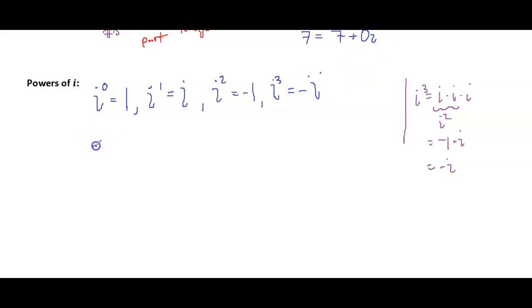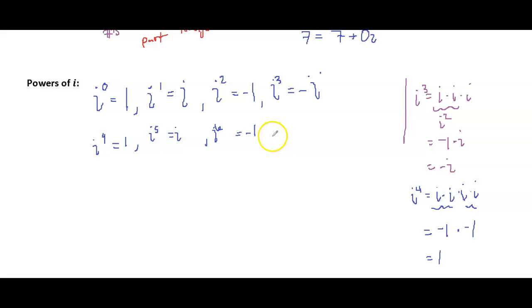Let's consider i to the fourth. Well, i to the fourth power is i times i times i times i. i times i is i squared, which is -1. So we have -1 times -1, and that is +1. It turns out if we were to continue this pattern, i to the fifth would simplify to i, i to the sixth would simplify to -1, and i to the seventh would simplify to -i.